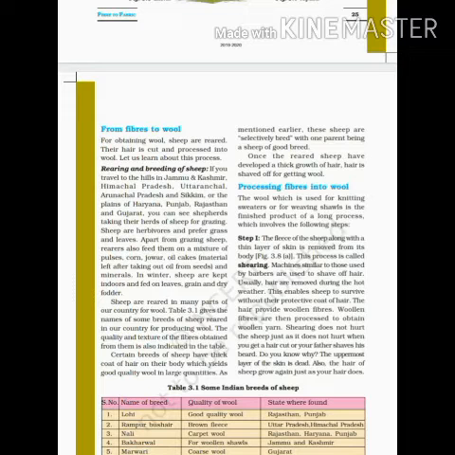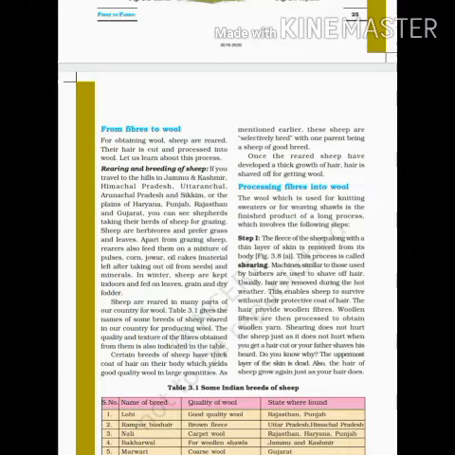Sheep are reared mainly for wool. They are reared in areas with low rainfall. In India, you can see shepherds taking their herds of sheep for grazing in the plains of states like Haryana, Punjab, Rajasthan and Gujarat. You can also find herds of sheep grazing in hilly states, for example Jammu and Kashmir, Himachal Pradesh, Uttaranchal, Arunachal Pradesh and Sikkim.